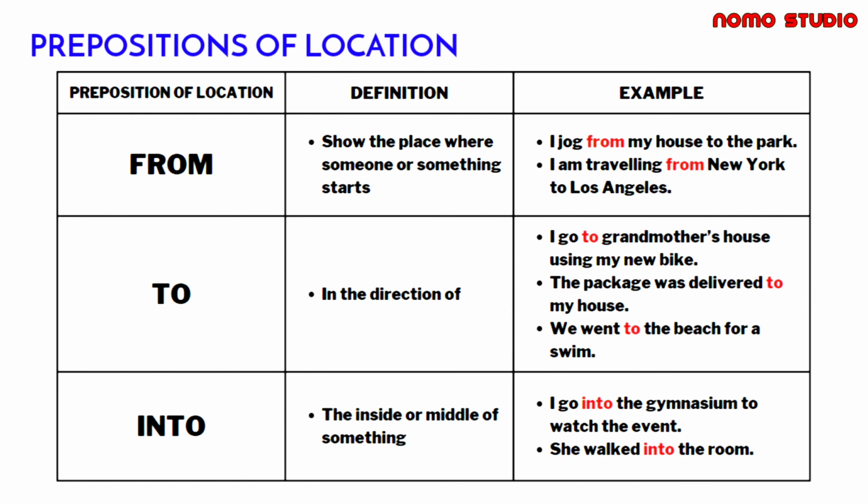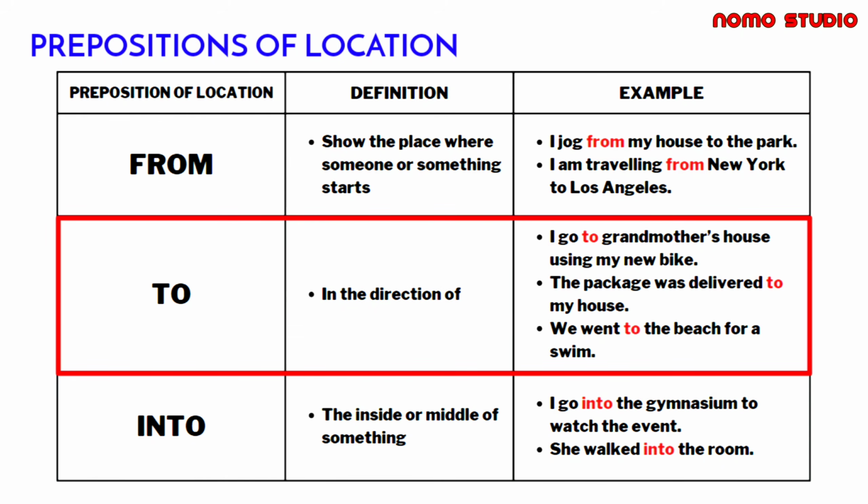So next, we have the preposition to. So kapag ginamit yung preposition na to, we are referring to the direction na patutunguhan or pupuntahan mo. Let's say for example, I go to grandmother's house using my new bike. Next example, the package was delivered to my house. So in this example, the preposition to indicates the recipient's location, which is the speaker's house. Another example, we went to the beach for a swim.